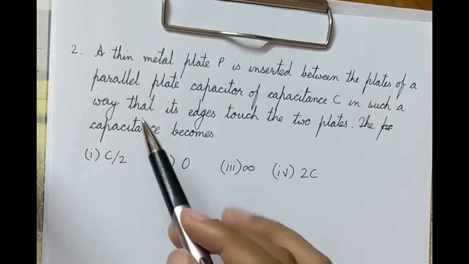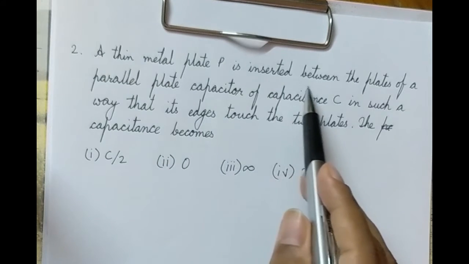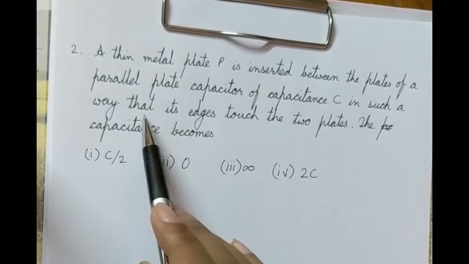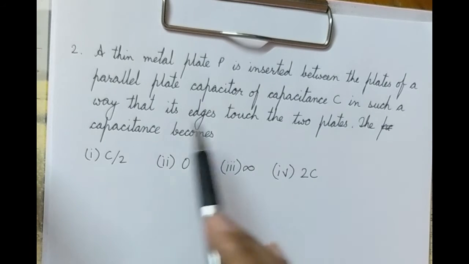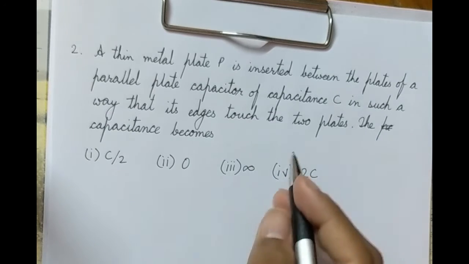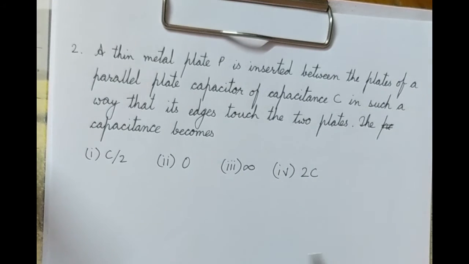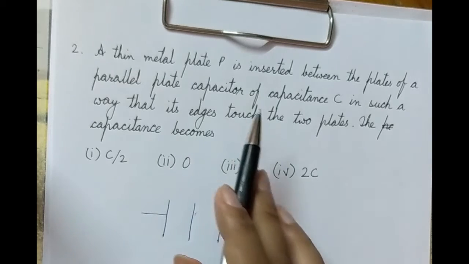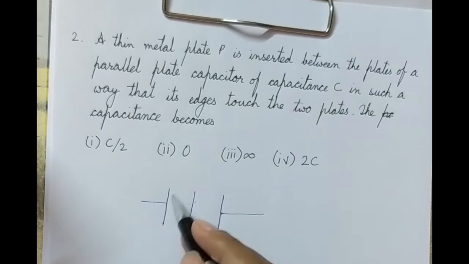The next question says that a thin metal plate P is inserted between the plates of a parallel plate capacitor of capacitance C in such a way that its edges touch the two plates. The capacitance becomes, and we have to find the options. Now the mistake that most students will do here is understanding the geometry of the problem. Most students, like the general sum for this is you have a capacitor and this thin plate is placed in between like this. If the sum is like this, you treat this as two capacitors connected in series. But in the question, this is not the geometry.